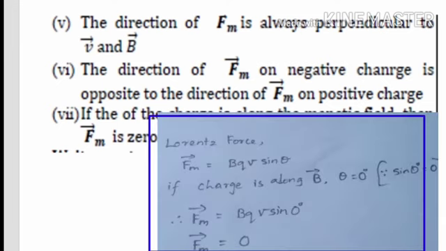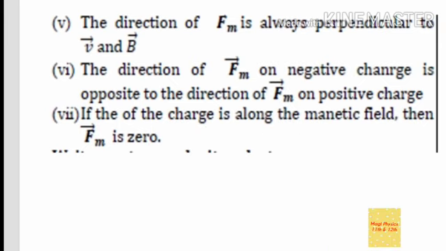How is it possible? We know the equation for Lorentz magnetic force: Fm vector is equal to q into v cross B, which is equal to BqV sin theta. When both the velocity v vector and the magnetic field B vector are lying in the same direction, in that case theta becomes 0. In that case sin 0 will become 0, so that Fm vector will become 0. From this only we are saying that the magnetic Lorentz force Fm is said to be 0 when the charge is moving along the magnetic field direction.